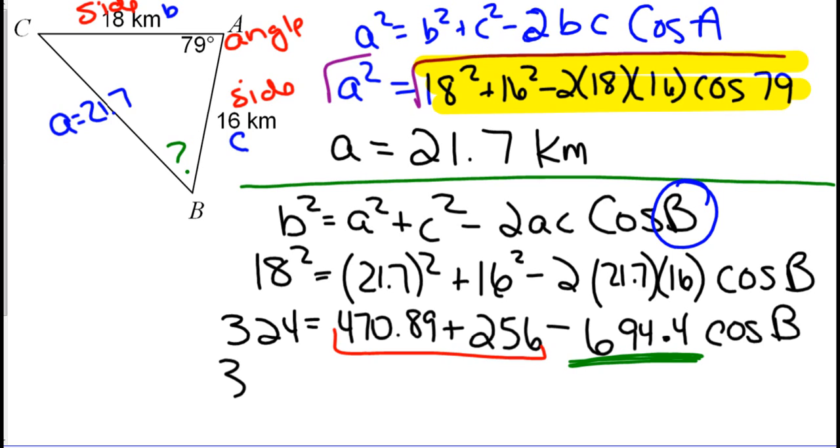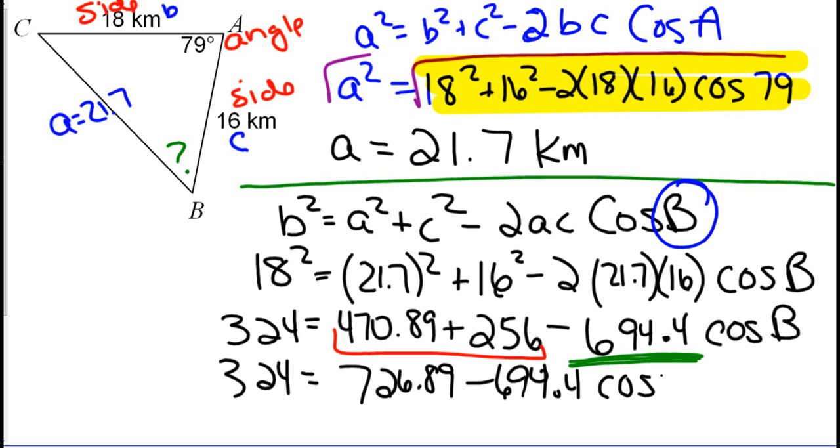So I've got 324 equals, and I'm just going to do 470.89 plus my 256, and I'll get 726.89 minus 694.4 times the cosine of B. I was trying not to, guys, but I'm totally going to have to scroll. That's fine. We'll go up underneath the triangle. So I'm going to subtract 726.89 from both sides.